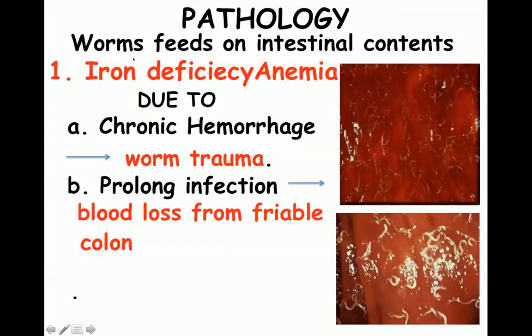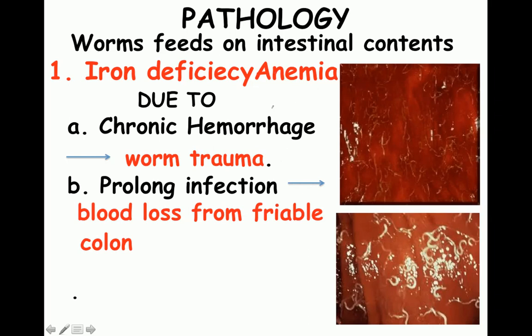Coming to the pathology, the worm is responsible for iron deficiency anemia. Now, there are two parasites which can lead to iron deficiency anemia. One is Ancylostoma duodenale, and the second is Trichuris trichiura. Ancylostoma duodenale is also very important, and it's a very, very important examination question as well.